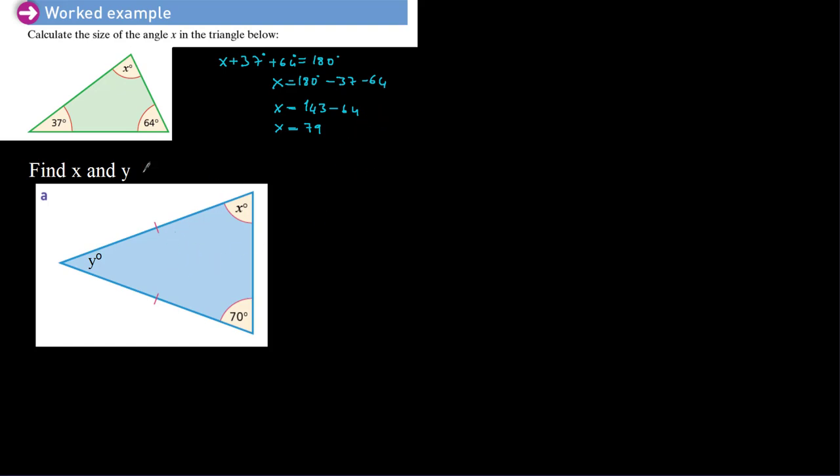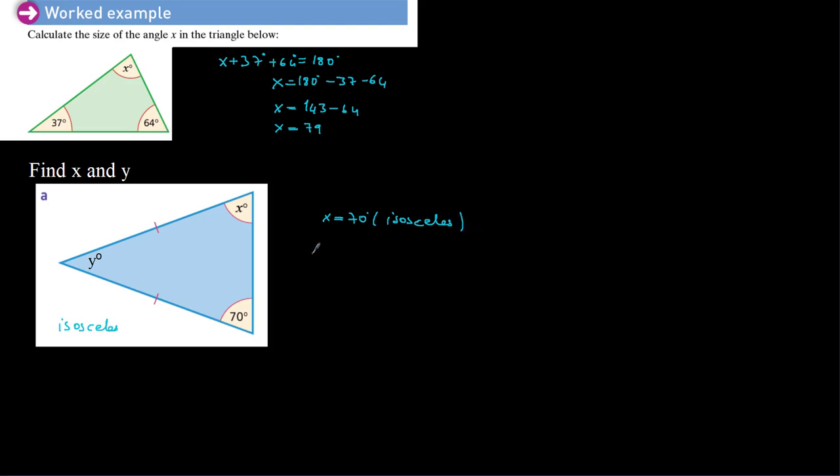Here, this is an isosceles triangle. Firstly, I need to write this one: isosceles triangle, which means that the base angles are equal to each other. So we can say x is directly equal to 70 degrees. Why? Because it is an isosceles triangle.